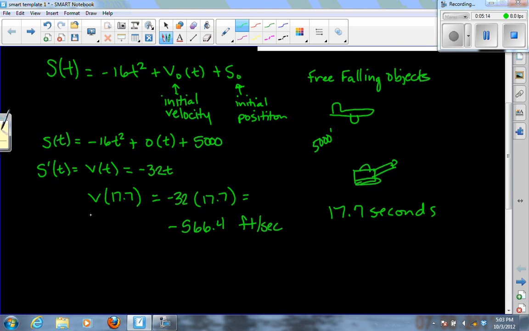It turns out that the derivative of velocity is the rate at which the velocity changes, and that is acceleration. So if I wanted to know the acceleration of the bomb, that's negative 32. Notice the t goes away, the derivative of negative 32t is negative 32. If I wanted to know the acceleration of the bomb at 17.7 seconds, well, the acceleration is always negative 32. So the answer would be negative 32 feet per second per second.